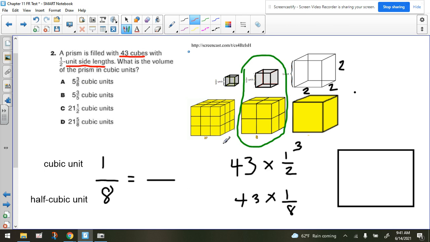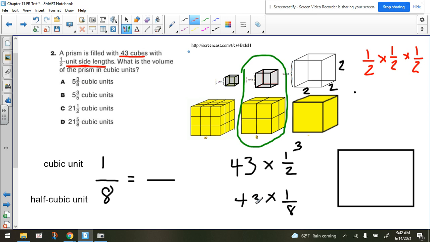Then another strategy that we learned is, if you have the number of cubes that we're talking about, you can multiply it with whatever the side length is. You would cube that. Why? Because volume is 3-dimensional. Now remember that a half times a half times a half, if we think about what a half cube looks like, it would look like this. It means a half is a factor 3 times. And if we actually multiply that together, we would get this.